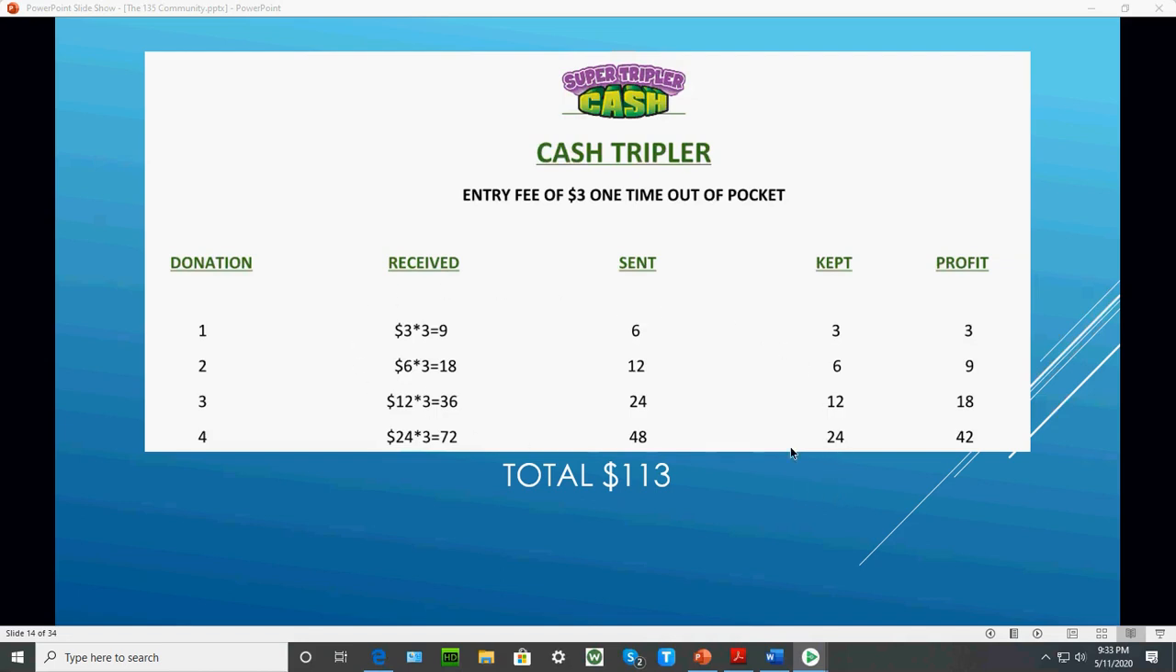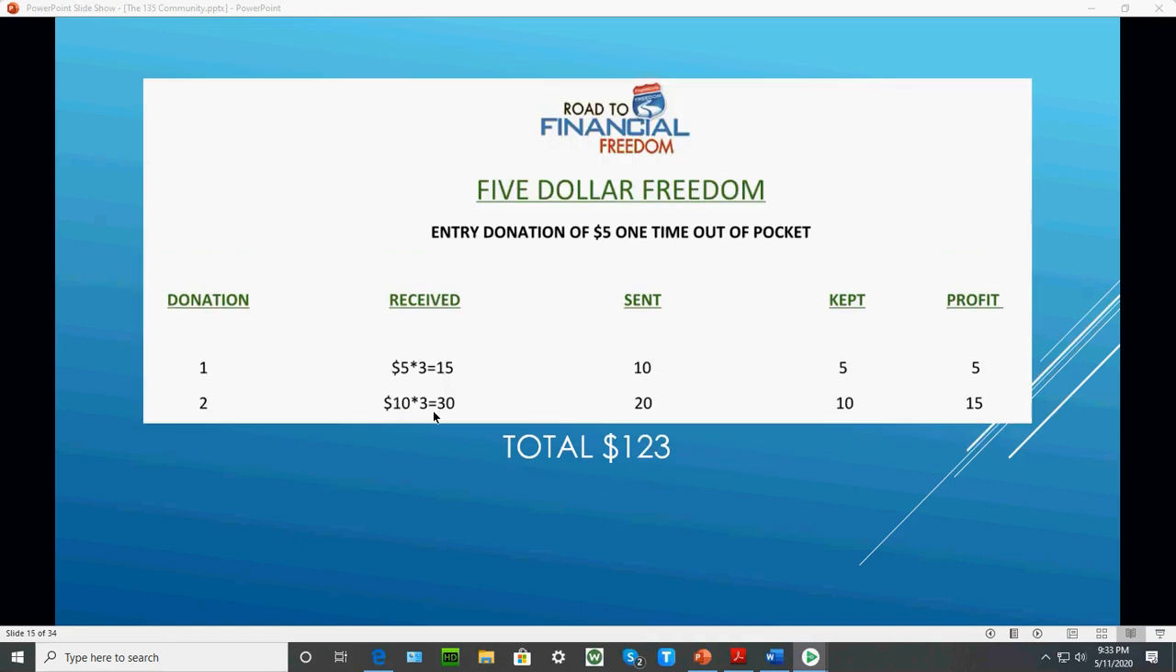Okay. Understand the process that we're doing here. Now, the 4th donation day of the cash tripler becomes the 2nd donation day of the $5 freedom. So now the three people are going to donate to you $10 each. That's $30. You're going to take $20 of that, donate that to your inviter, and you keep $10 for yourself. That's a total of $15 that you've accumulated just in the $5 freedom process. That takes you up to $123 to this point. All right. I hope you're seeing how this is working now, how the process is going. Okay.